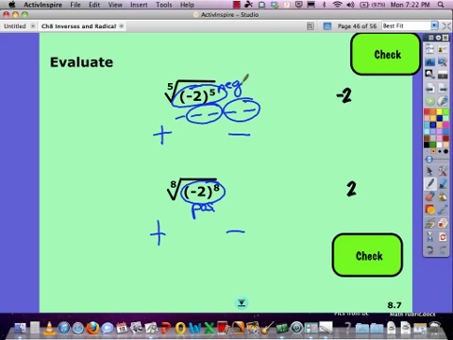So that's the thinking. Look at what's going on. This would be a positive number that you're taking the root of. This would have been a negative number that you're taking the root of.